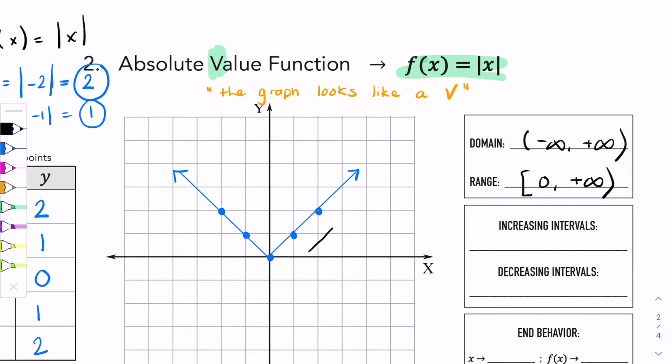We have an increasing interval here, and we do have one decreasing interval, which actually starts the function. So starting from left to right, we're decreasing from negative infinity until an x value of 0. And then we change directions at 0 and increase from 0 to positive infinity. Both ends of this graph face up. So as x approaches positive infinity, the function heads up towards positive infinity. And as x approaches negative infinity, the function is still heading up to positive infinity.